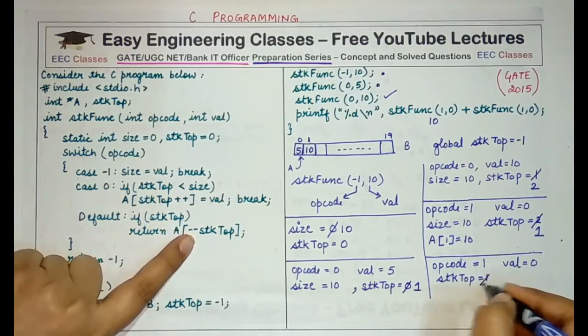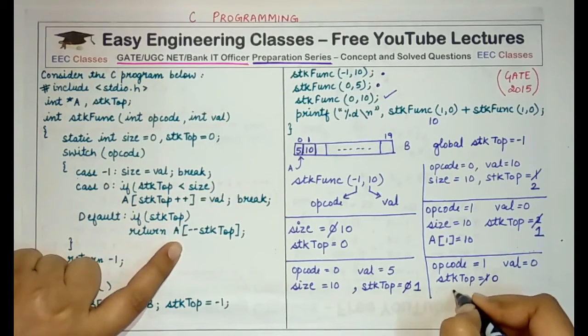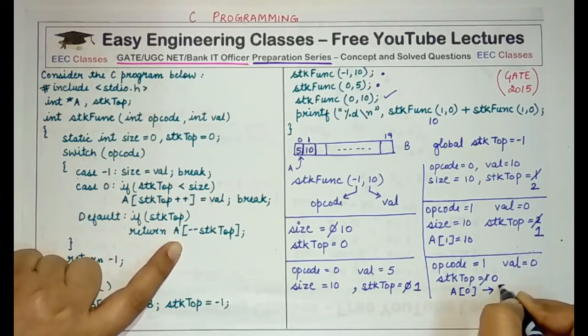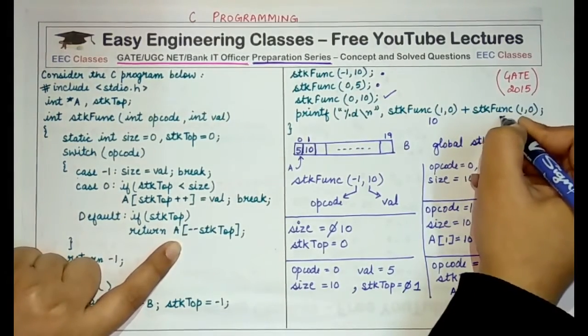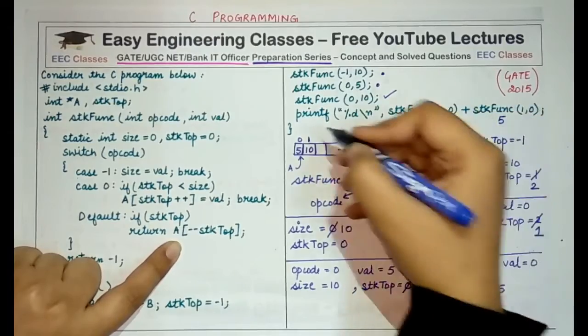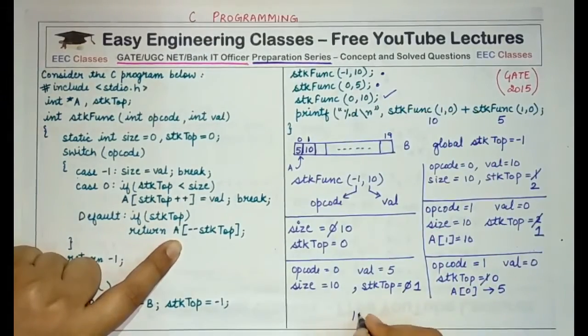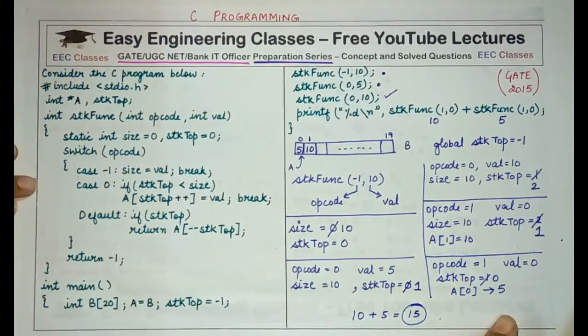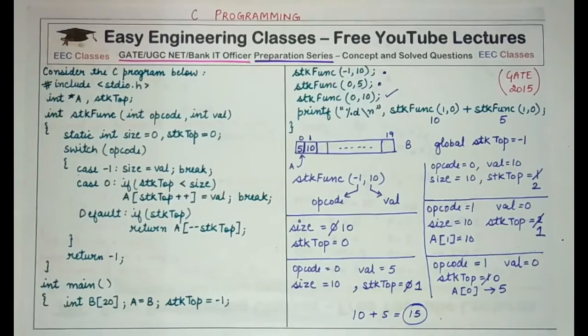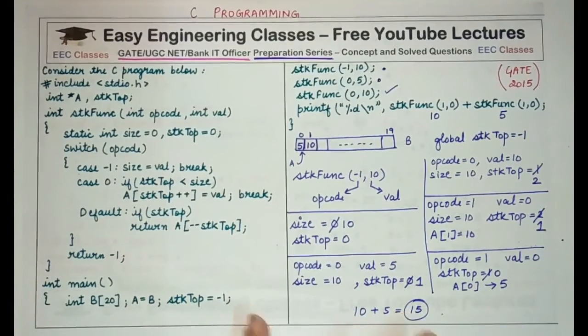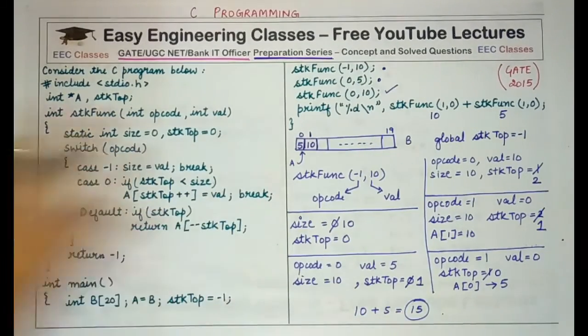Stack top is first decremented, that is its value becomes 0, and then we return A of 0. A of 0 is 5. Therefore, the value that is returned here is 5. Thus, the value that is printed is 10 plus 5, which is 15, which is the final answer. Okay, so you had to tell what would be the output of this program, and therefore the output of this program or the printf statement would be the value 15.